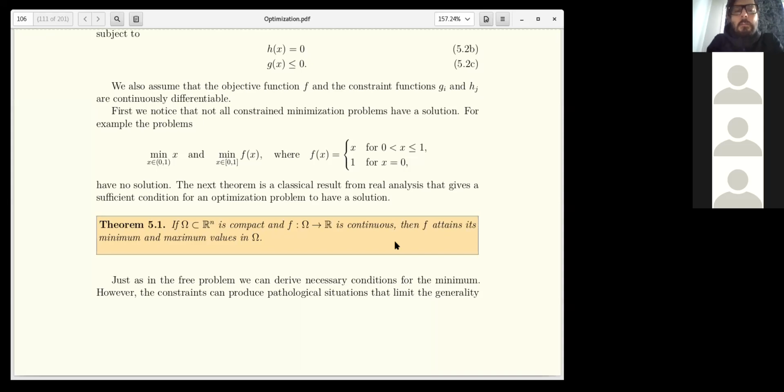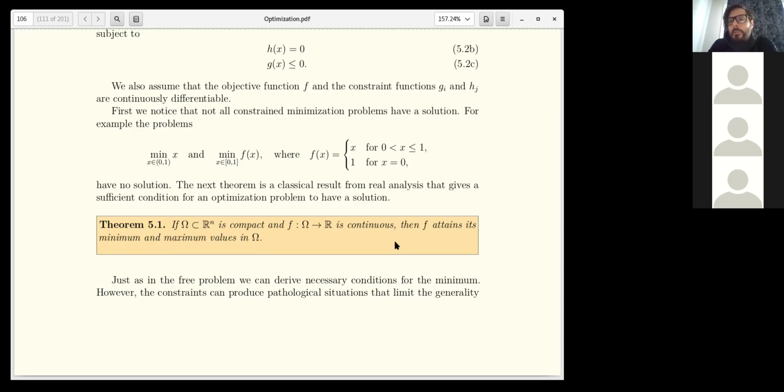So if those conditions are met and our function is continuous, then it has a minimum and a maximum value in this set. So the only thing we need to do is to find it. And to find it is not easy, obviously.